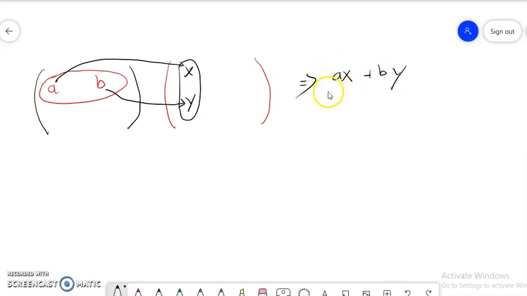I hope you can understand about the operation of matrices. We have managed to do addition, subtraction, and also multiplication.